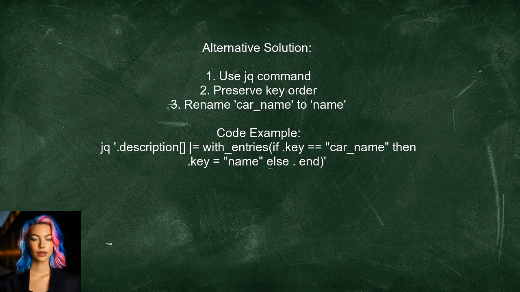An alternative solution provided by another user suggests using the JQ command to rename the car name property to name while preserving the order of the keys. Their approach utilizes the withEntries function to specifically target the key you want to change.